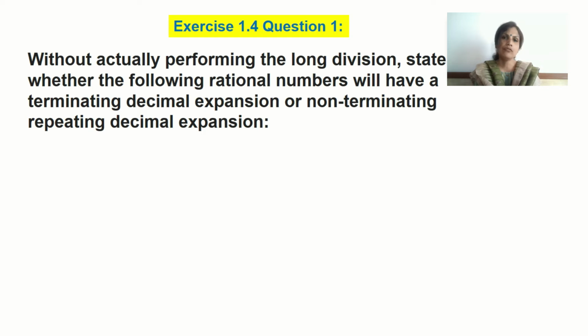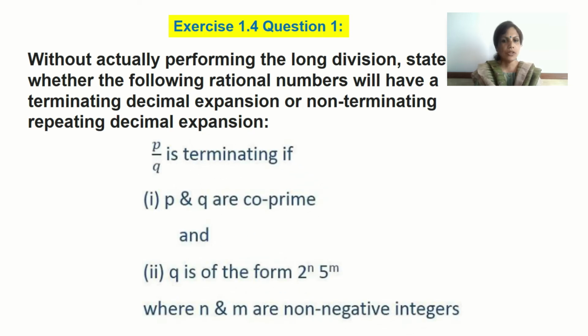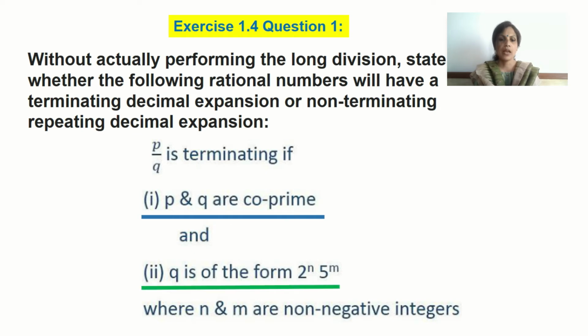For that, you have to follow two particular rules. You are given a number in the form of P upon Q. P upon Q is terminating only if P and Q are co-primes. And the meaning of co-primes, you are aware, is that they will not have any common factor other than 1. So this is the first rule, that both the numbers should be co-primes. And the second rule is that Q is of the form 2 raised to n, 5 raised to m. And what is Q? Q is the denominator.